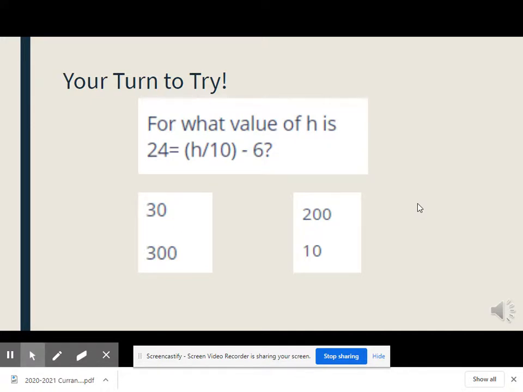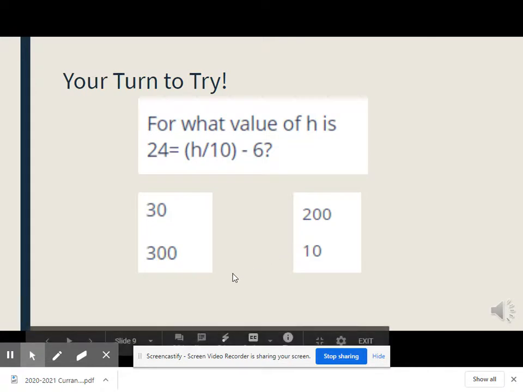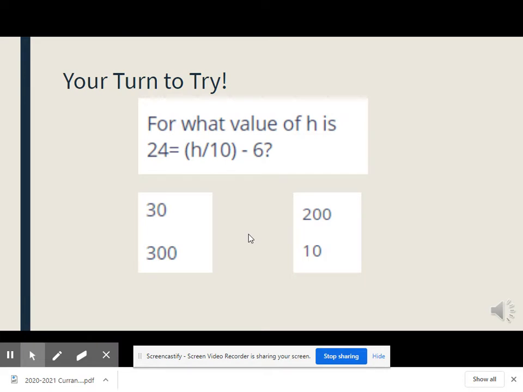All right, go ahead and pause and try this one now. For what value of h is 24 equals h divided by 10, minus 6? You have 4 answer choices, so substitute one at a time into the equation to see if one side equals the other. You should find 300 is the correct answer because 300 divided by 10 is 30, and 30 minus 6 is in fact 24.